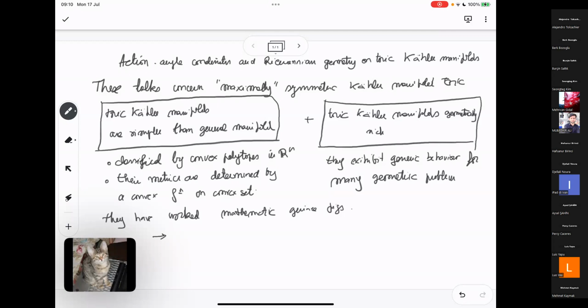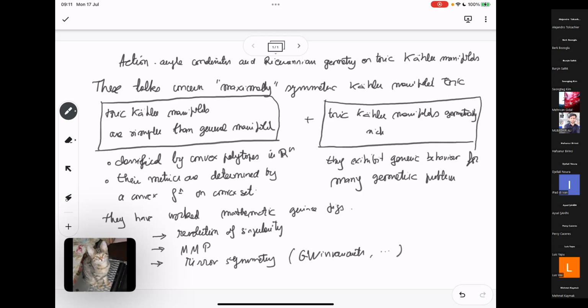But I think one of the first things in which they showed power is that there's a resolution of singularities for them. That's really very neat. So there's also, people use them to work out things about the minimal model program. They're also really popular with people studying mirror symmetry. So for instance, there's a lot known about their Gromov-Witten invariants in relation to this. People know how to calculate mirrors and all of that.